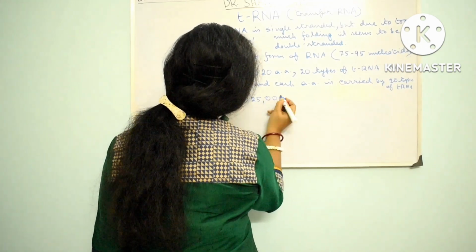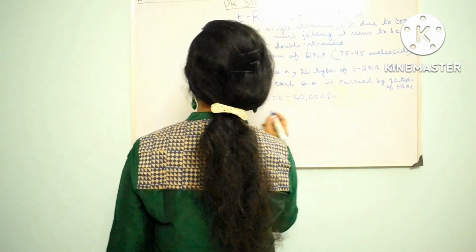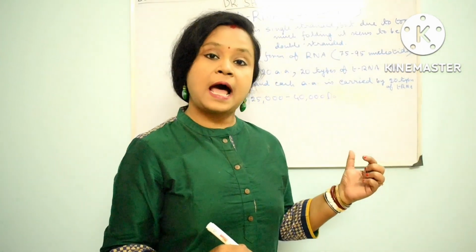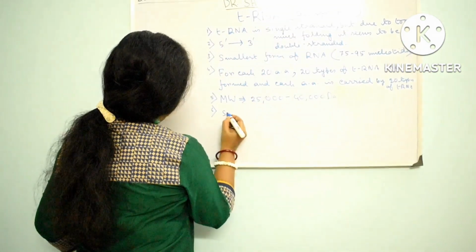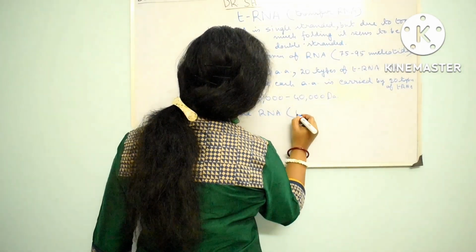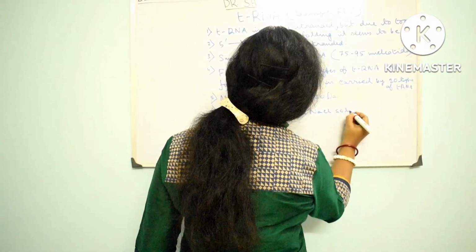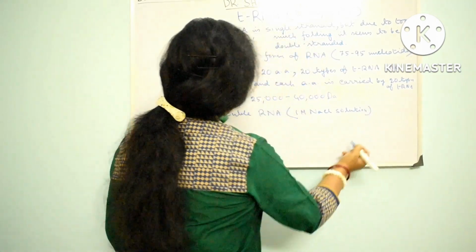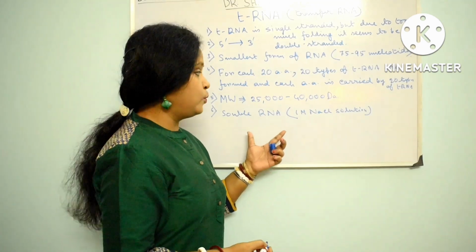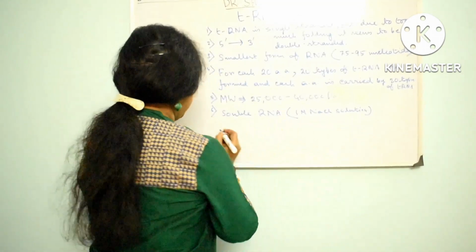The next point, the molecular weight of tRNA is 25,000 to 40,000 Dalton. Point number 6, this is also called soluble RNA, and it is soluble in 1 molar sodium chloride solution. Solubility of tRNA: it is soluble in which solution? 1 molar NaCl solution, sodium chloride solution.